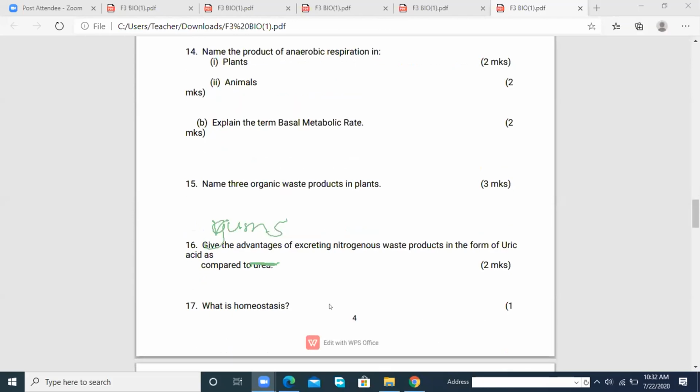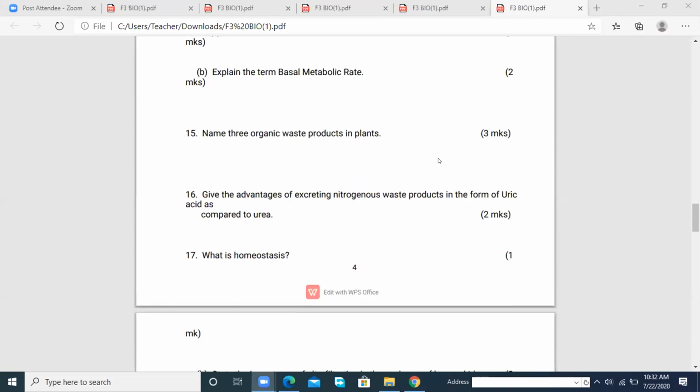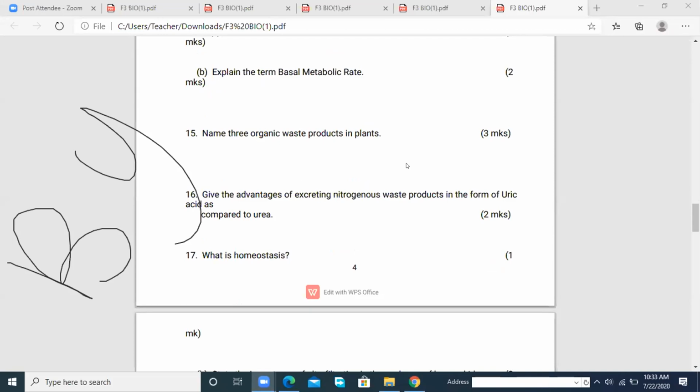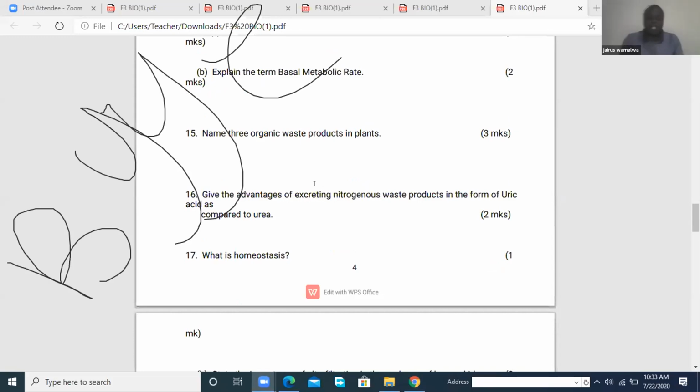Question 16. Raphael, finish number 16. Give the advantages of excreting nitrogenous waste products in the form of uric acid as compared to urea. Why do you think is the advantage of excreting nitrogenous waste in the form of uric acid instead of urea?